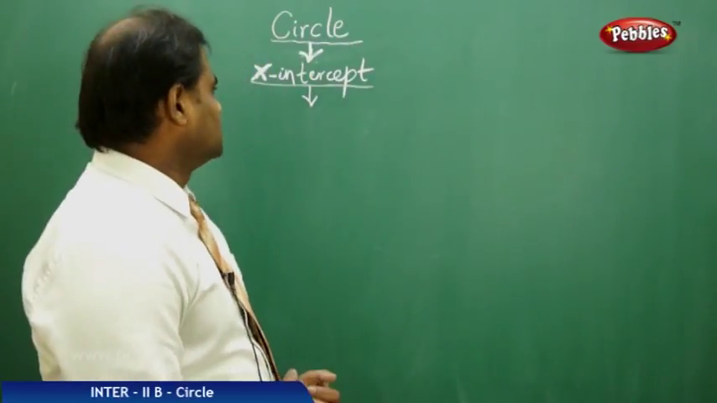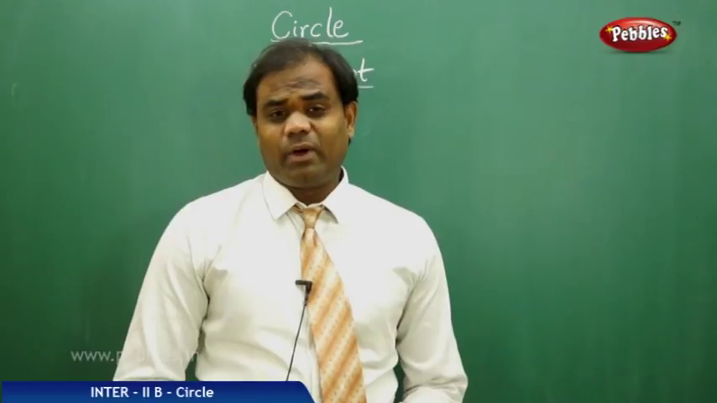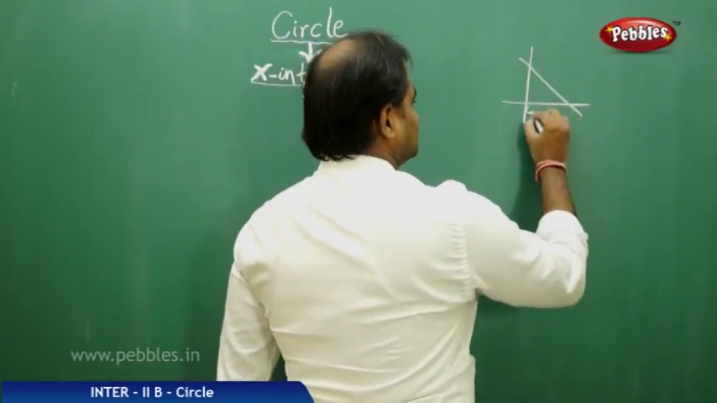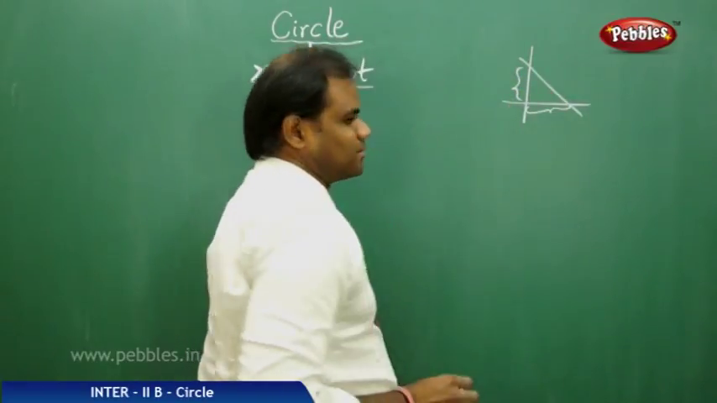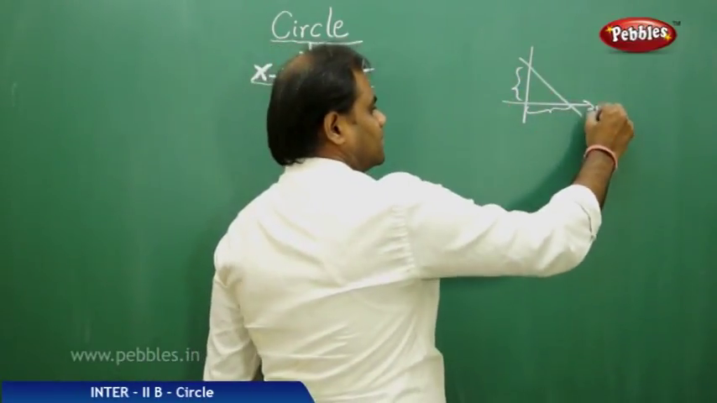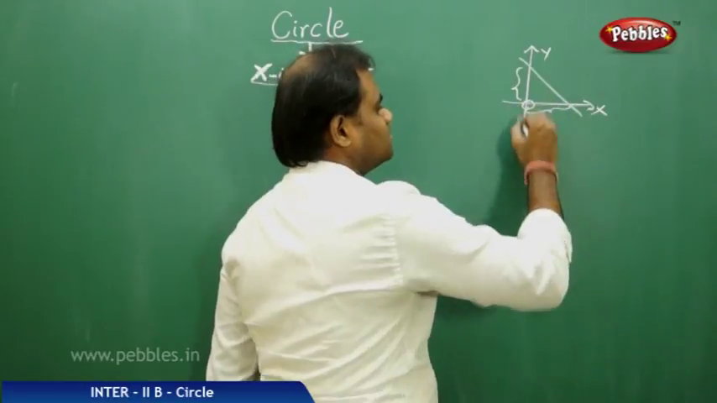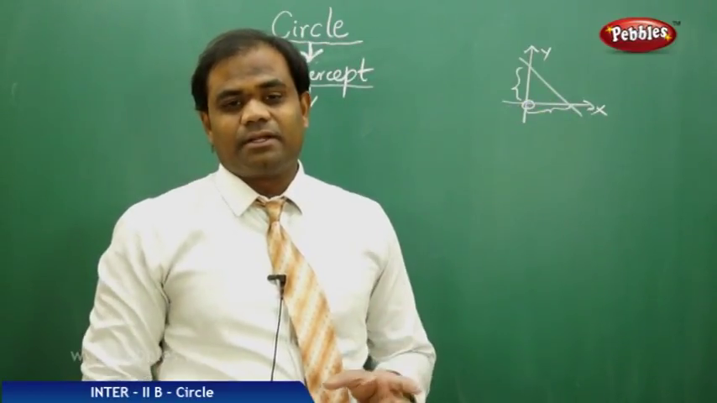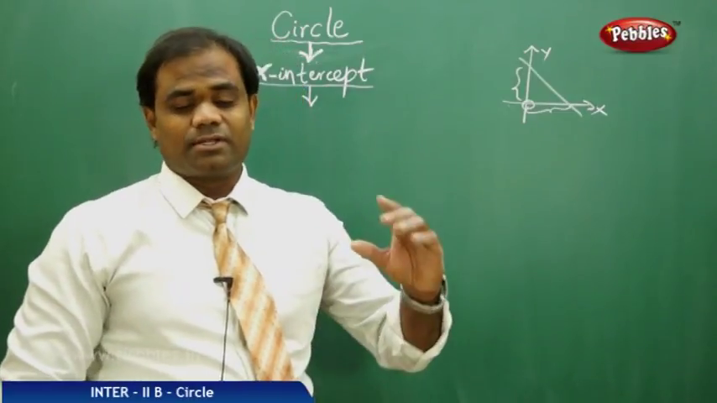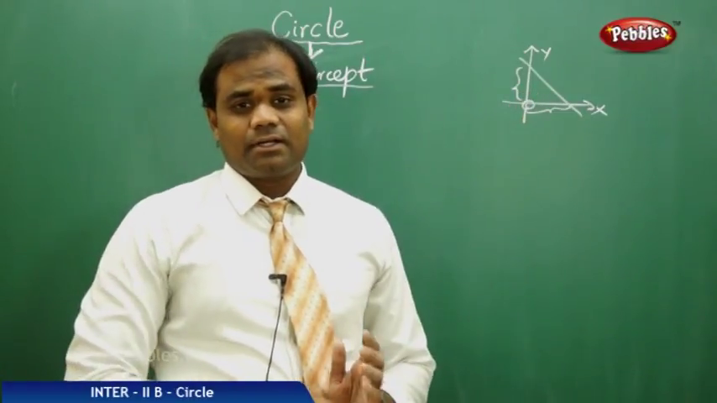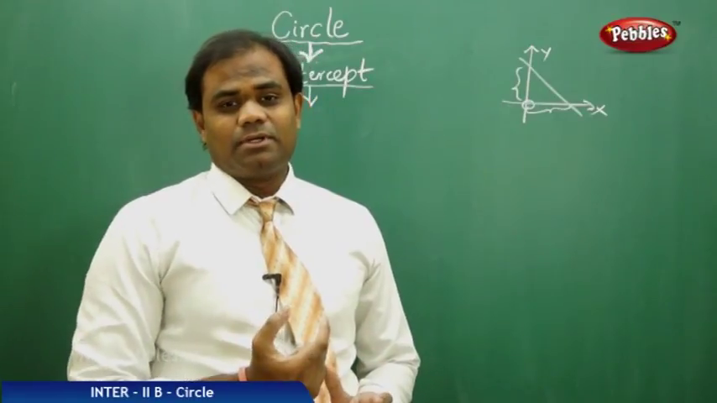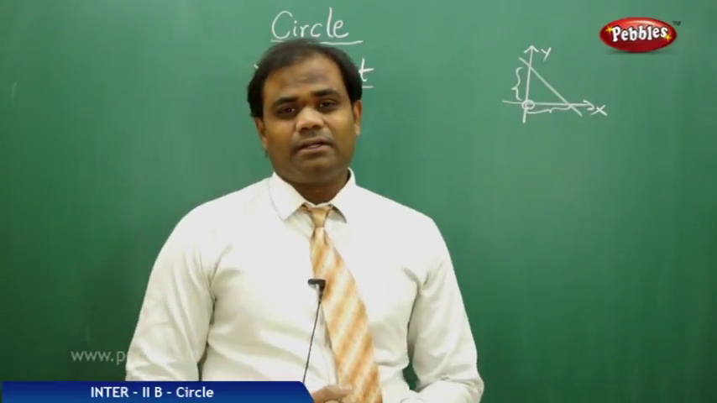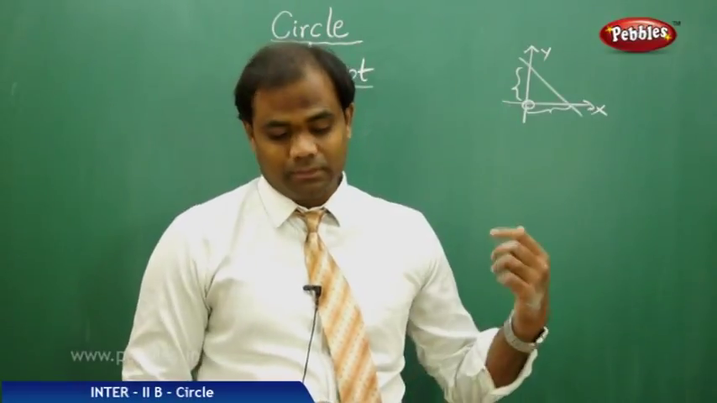Now for the circle, we have x-intercept and y-intercept. Just like a straight line has x-intercept and the y-intercept when taken in xy coordinate system. Similarly, a circle which cuts x-axis makes an intercept which is called x-intercept, or a circle if it cuts y-axis makes a y-intercept, is how we understand. Therefore, let's see how we can find the x-intercept for a circle.